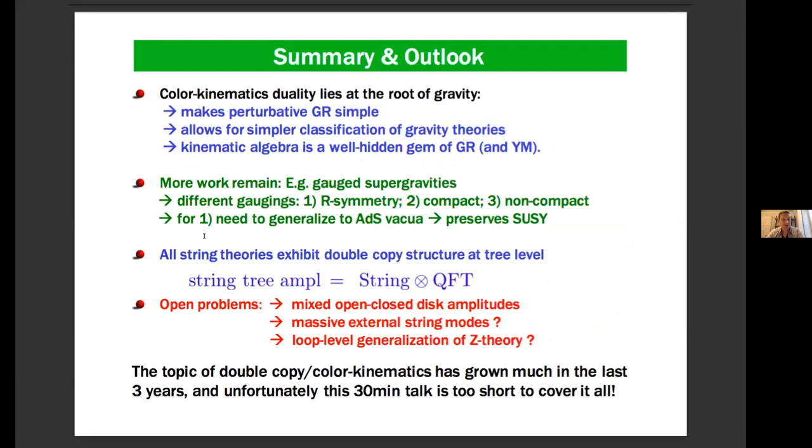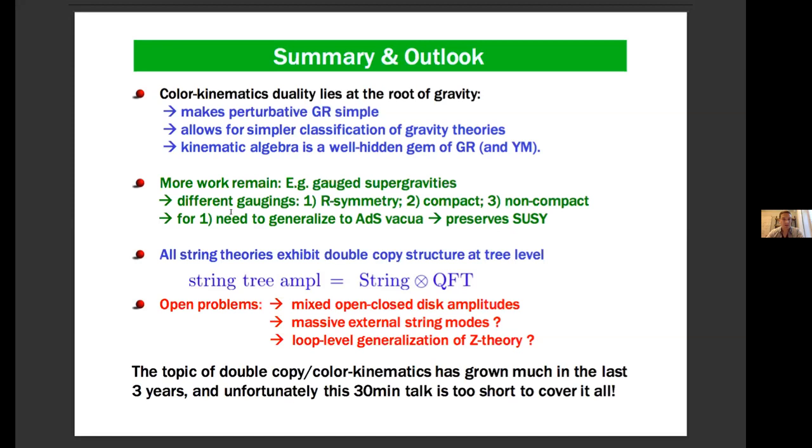So what I tried to show you in this talk is that color-kinematics duality lies at the root of gravity in many different senses. First of all, it makes perturbative GR simple because it simplifies the gauge theory calculations and then expresses gravity in terms of the gauge theory numerators. It also allows for a simpler classification of gravity theories because we can boil down the classification problem in gravity theories to the classification problem in the gauge theory, which is simpler. Also, there's this supposed kinematic algebra, which is still quite well hidden, but presumably it's a gem. If somebody can find it, it would actually increase our understanding of GR and Yang-Mills quite a lot.